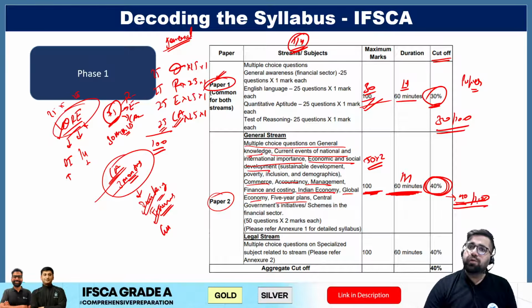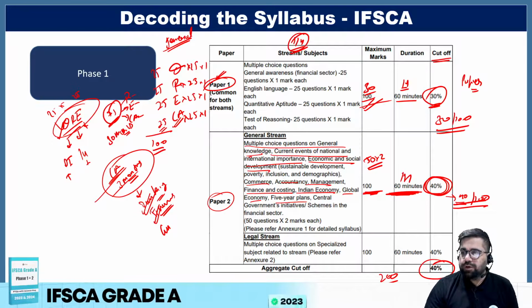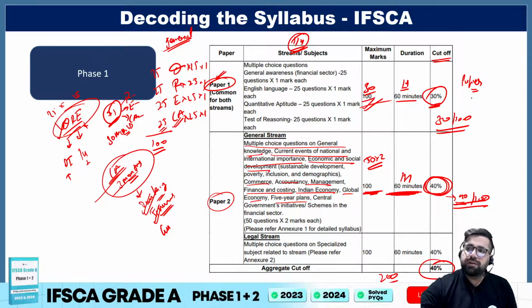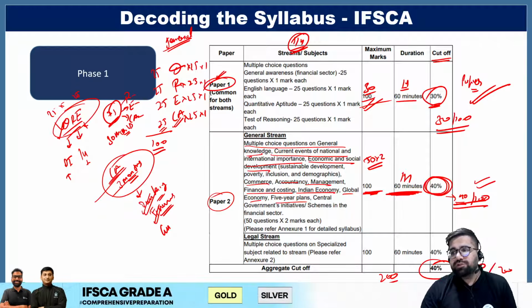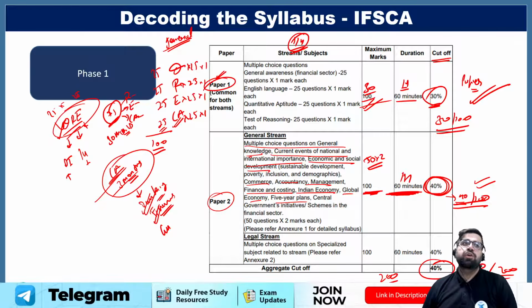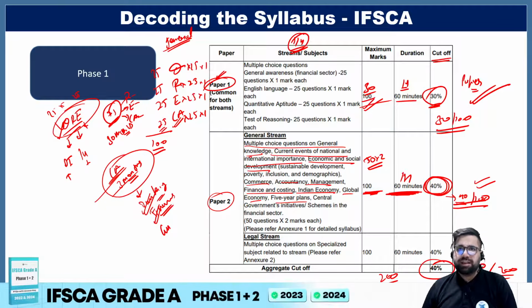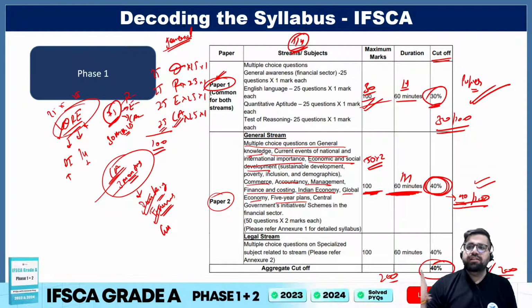And then there is an overall cutoff also, which is 40%. 40% of what? 200. 40% of 100 plus 100, which will be 80 out of 200, right? So you have to clear 3 cutoffs over here. Paper 1 cutoff you have to clear 30 out of 100. Paper 2 cutoff you have to clear 40 out of 100, and then you also have to clear the overall cutoff. Those who have given SEBI Grade A previously, or have attempted IFSCA before, this is very common: 30, 40 and 80. So you have to clear these 3 cutoffs.